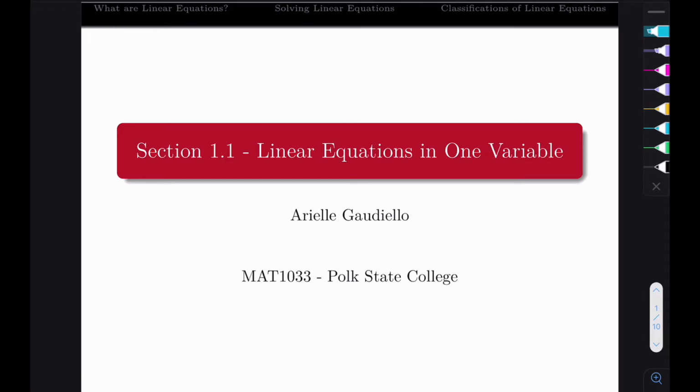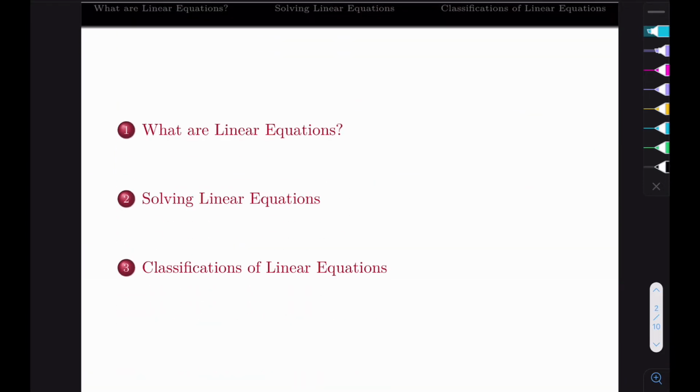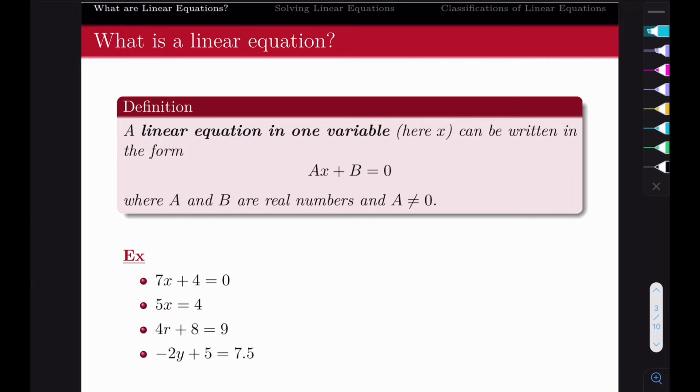In our very first section, we're going to go through 1.1, which is about linear equations in a single variable. So we have three main things we're going to cover. The very first thing is, what does a linear equation look like? How do we go about solving linear equations? And then finally, are there special classifications or types of linear equations once we find out how many solutions there are? So first and foremost, we have to talk about, what does a linear equation look like?